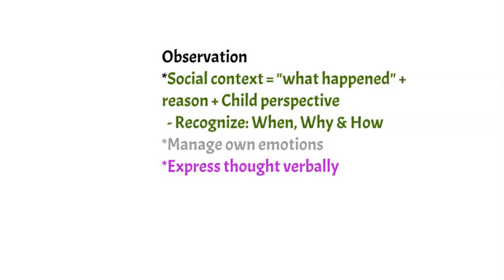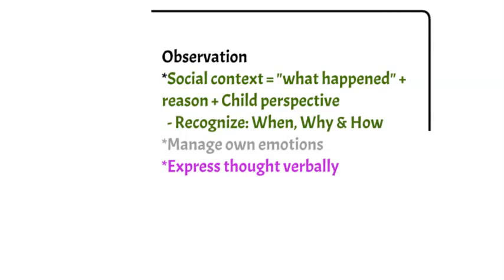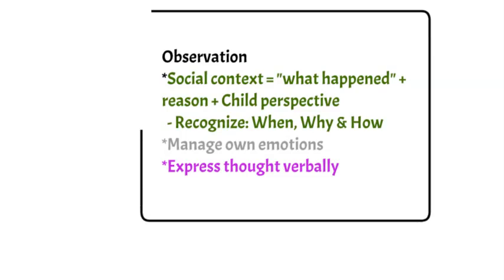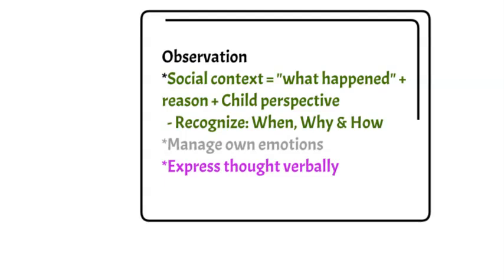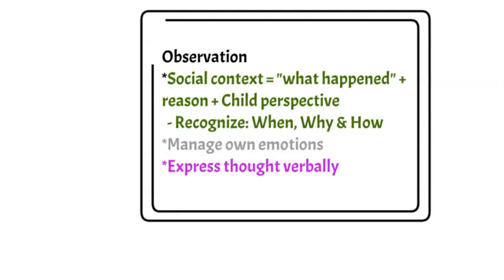Observation also needs to consider the situation. Recognize when and why and how. By recognizing the when, why, and how children are struggling, you will be able to find a way that you can help each child develop their social emotional skills. Social context gives the reason for children's internal thought, giving children independent control over managing their own emotions.